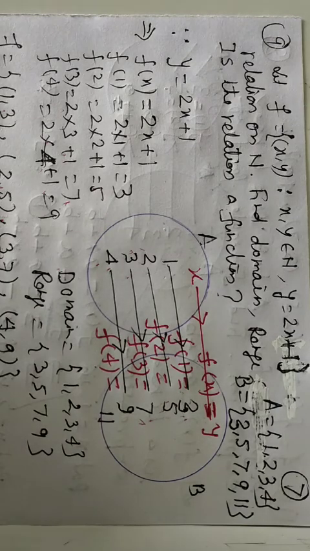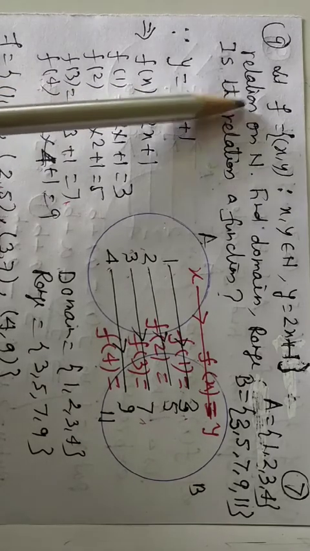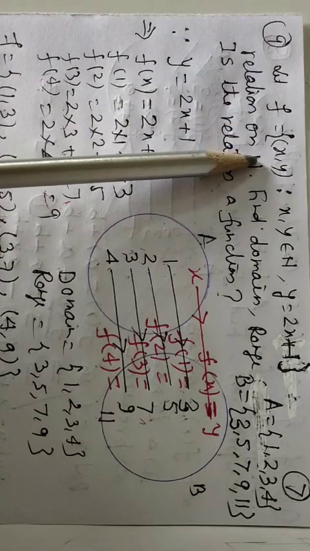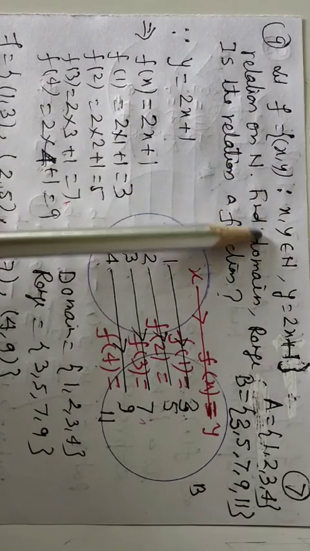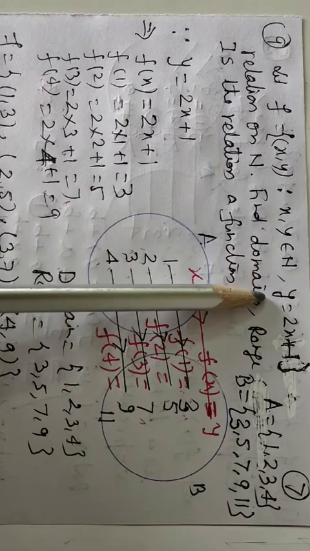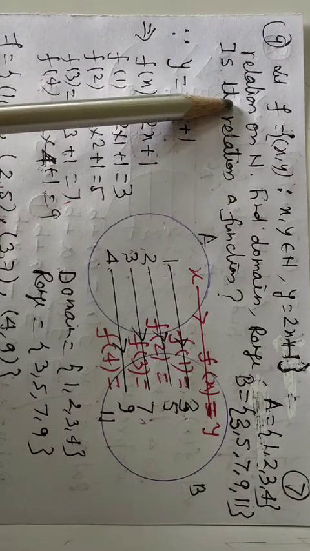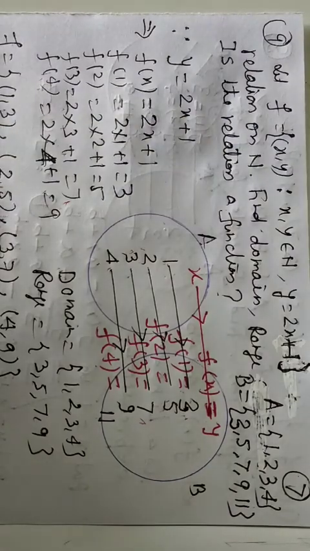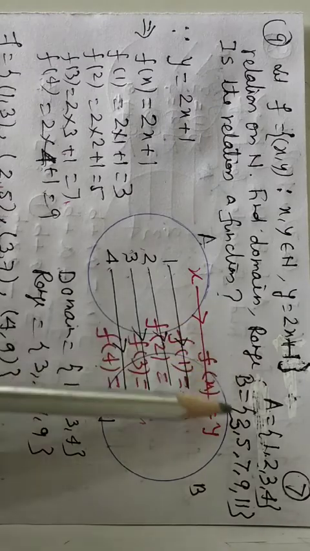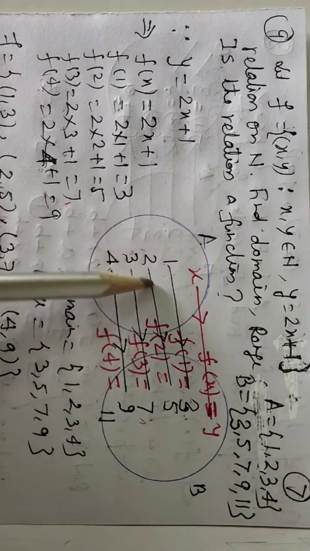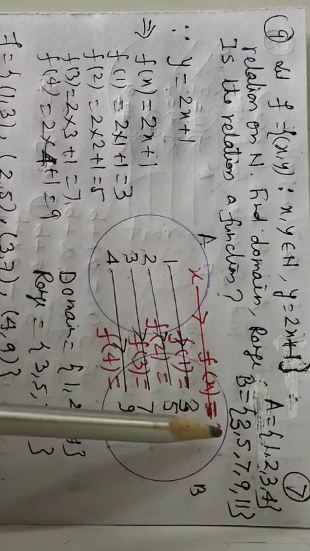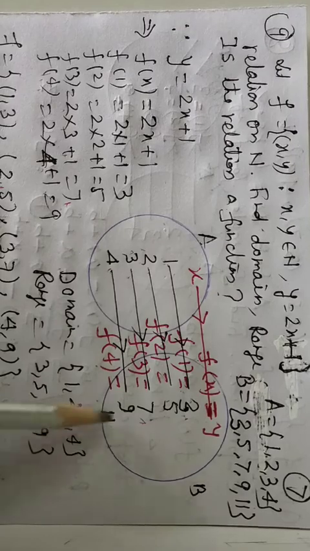Yes, this is chapter 3, Functions, of class 11, continued. Ninth number question. F is equal to the set of ordered pairs (x, y) such that x, y belong to N and y is equal to 2x plus 1, is a relation on N. Find the domain and range. A is given, B is given. Write A and B, put the members 1, 2, 3, 4 in A, and 3, 5, 7, 8, 11 in B.